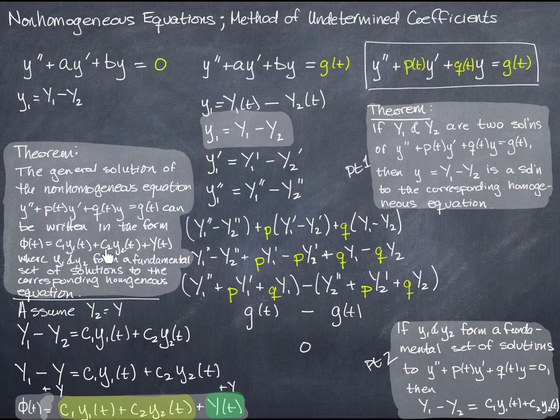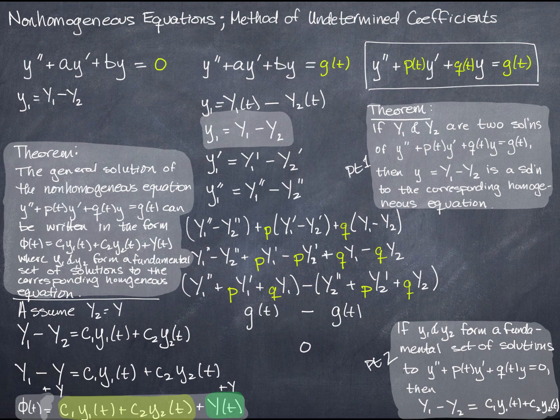c1 y1 plus c2 y2, which is the general form of an equation of the corresponding homogeneous equation, plus some known solution to the non-homogeneous form, the non-homogeneous equation. And then the rest of it just defines what those things are. y1, y2 form a fundamental set of solutions. So that's this piece right here.